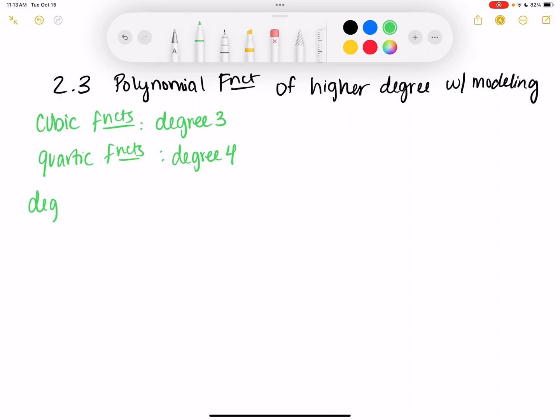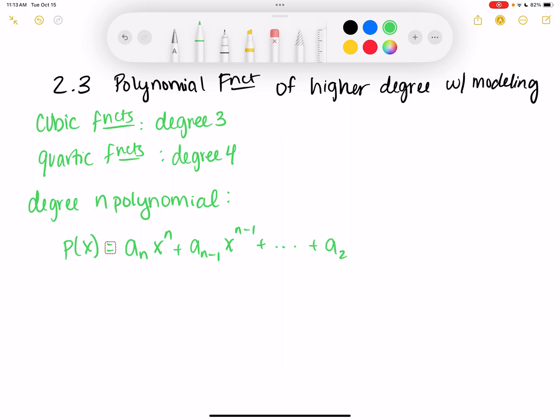A degree n polynomial, this is going to be the generic form of a polynomial: P of x equals a sub n x to the n plus a sub n minus 1 x to the n minus 1 plus ... plus a sub 2 x squared plus a sub 1 x plus a sub 0, for a sub n not equal to 0.